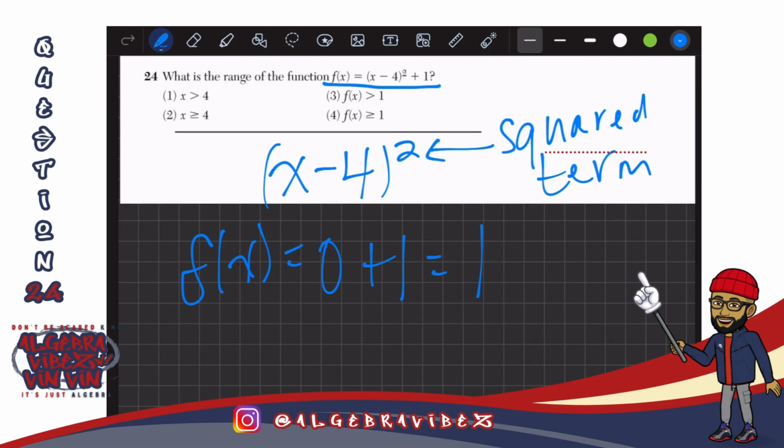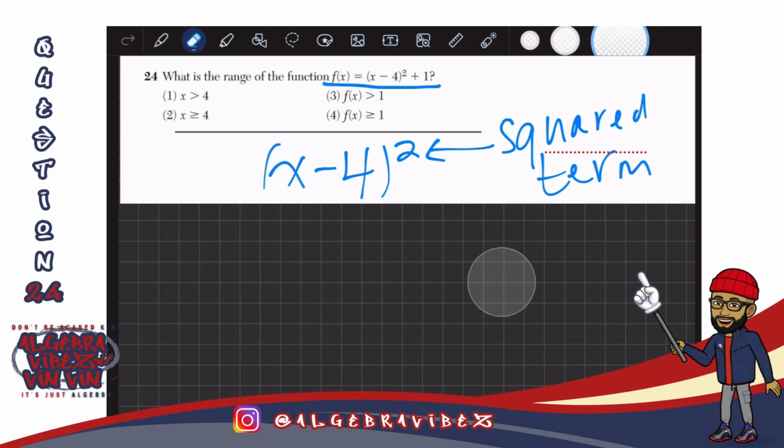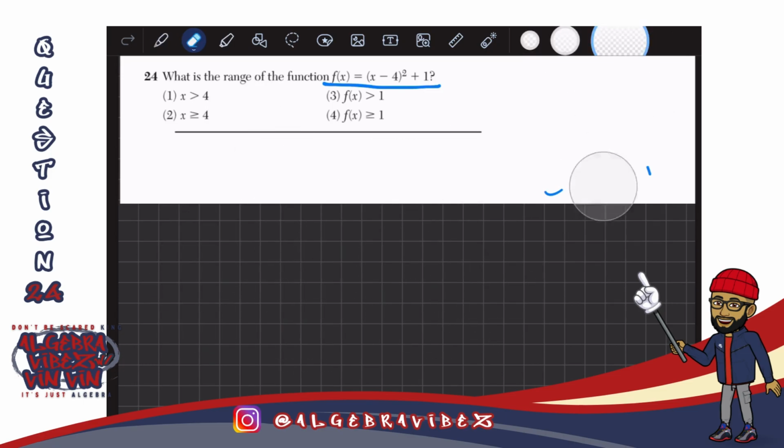As x moves away from 4, either less than 4 or greater than 4, x minus 4 squared gets larger and so does f of x. Therefore, the smallest value f of x can take is 1. And there is no upper limit to the values f of x can take as x becomes very large or very negative. Thus, the range of f of x is greater than or equal to 1, which gives us our answer of 4.